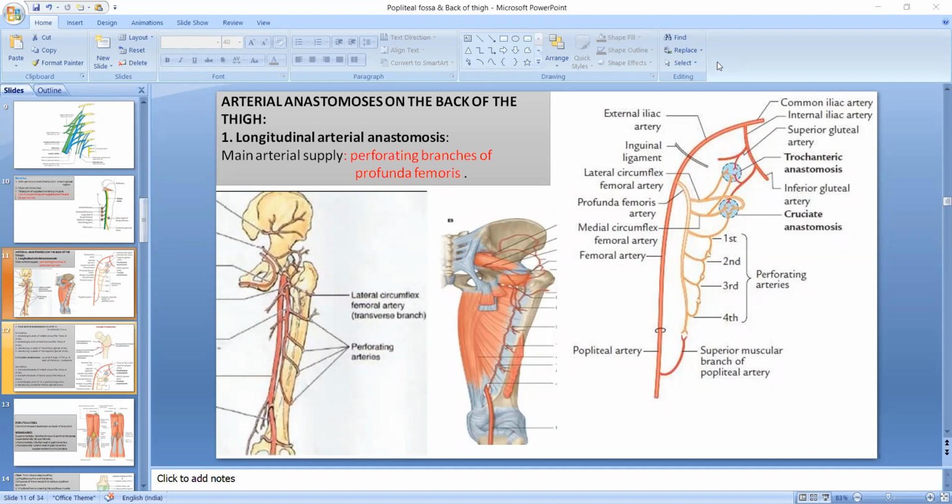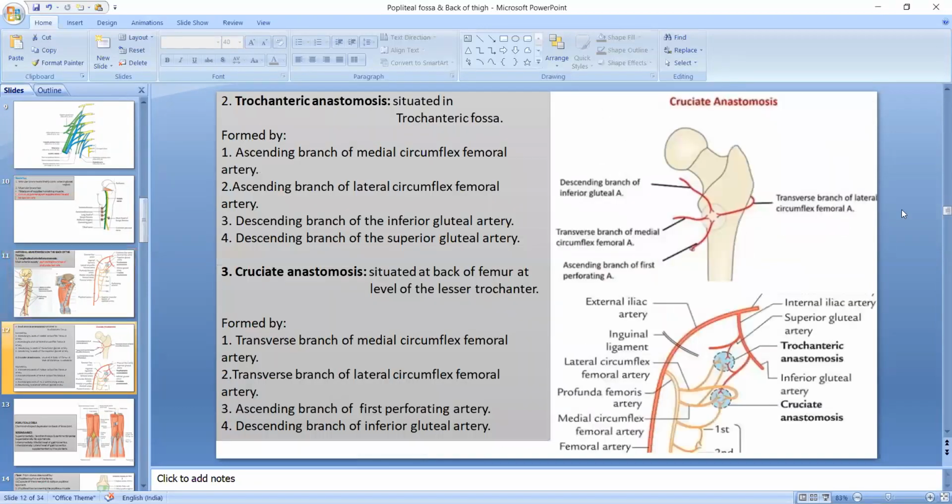Now we are discussing the arterial anastomosis of the back of the thigh. There are three types of anastomosis. One is the pelvic and gluteal anastomosis, which we will call the longitudinal arterial anastomosis here. The other anastomoses are the trochanteric anastomosis and the cruciate anastomosis.